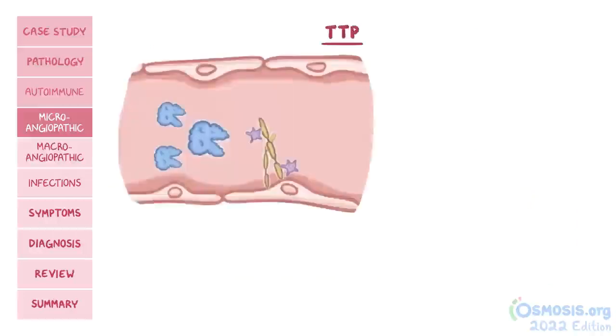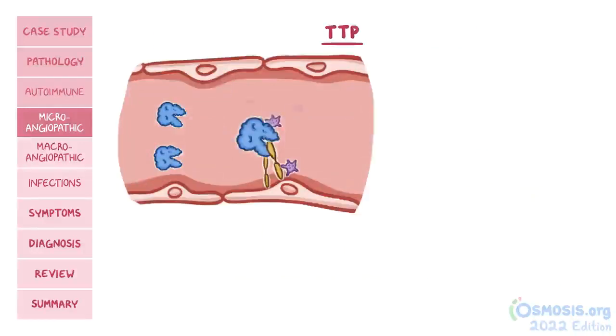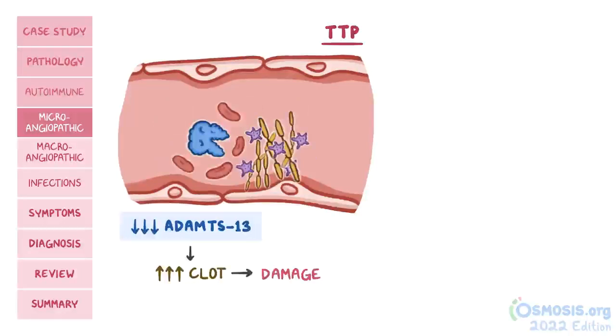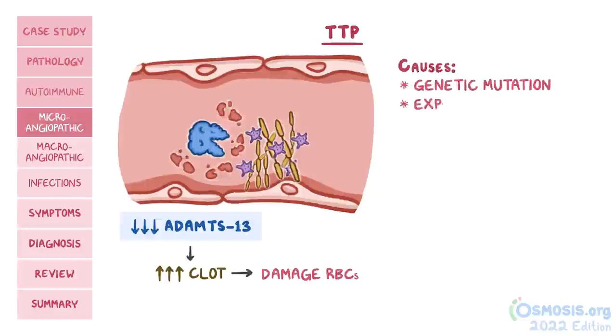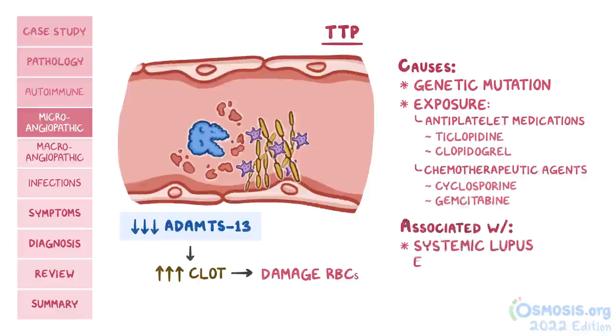In TTP, there's a deficiency of ADAMTS13, a metalloproteinase that breaks down von Willebrand factor, a protein needed for the formation of clots and their adhesion to the endothelial lining. So when there's not enough ADAMTS13, there's excessive clot formation, and these clots end up damaging red blood cells. TTP can be caused by a genetic mutation, or it can develop after exposure to antiplatelet medications like ticlopidine and clopidogrel, or chemotherapeutic agents like cyclosporine and gemcitabine. In some cases, it can also be associated with diseases like systemic lupus erythematosus.